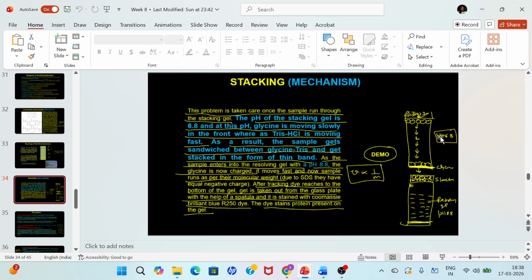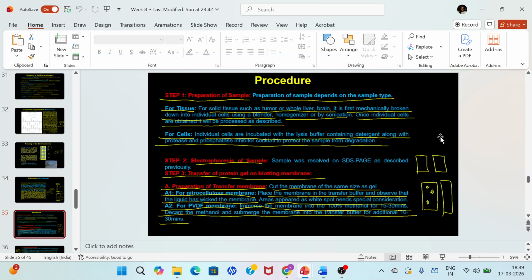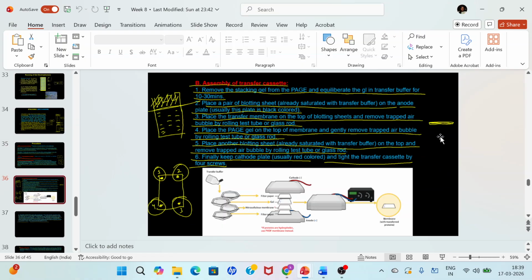After the tracking dye reaches the bottom of the gel, the gel is taken out from the glass plate with the help of a spatula, and it is stained with the Coomassie brilliant blue dye when we don't want to perform the Western, and the dye stains proteins present on the gel. Now again there are procedures for the preparation of the sample, the electrophoresis of the sample, and the transfer of protein gels onto the blotting membrane. So we again are not going into the details of that.